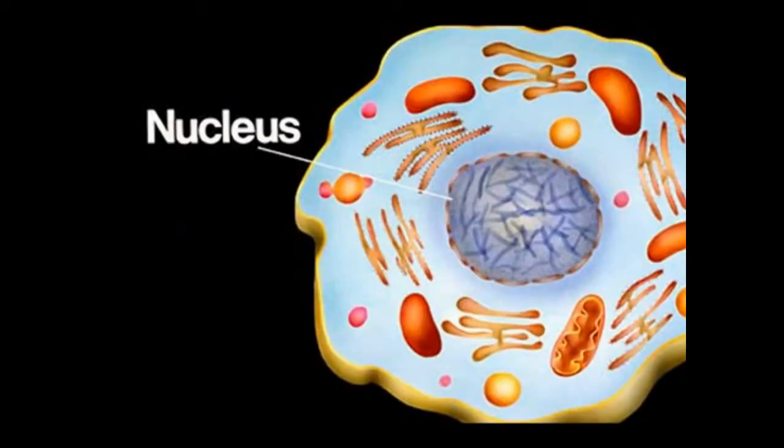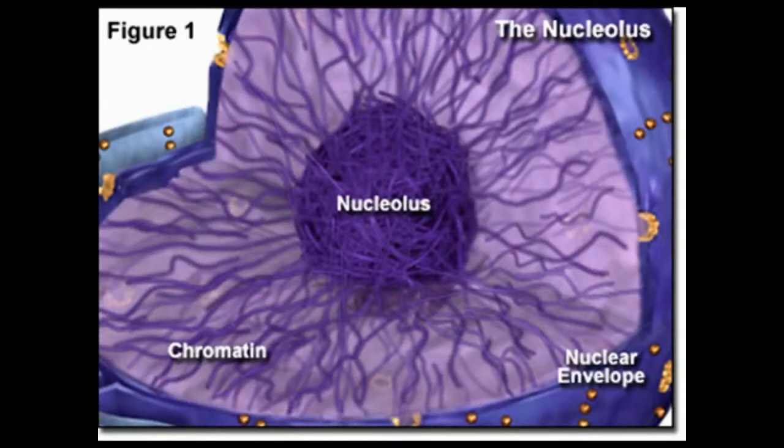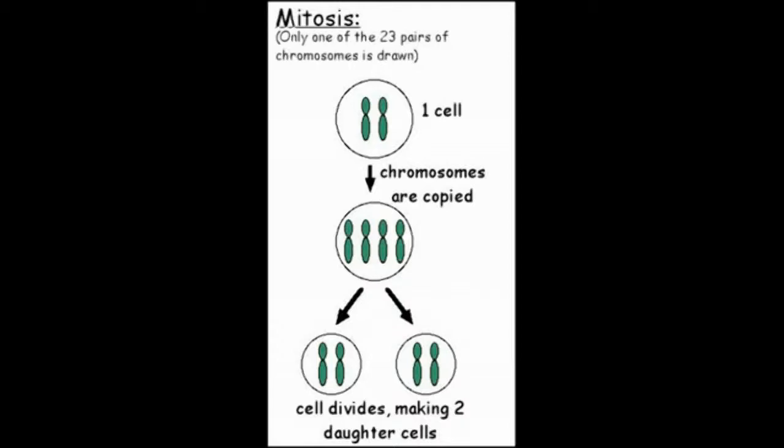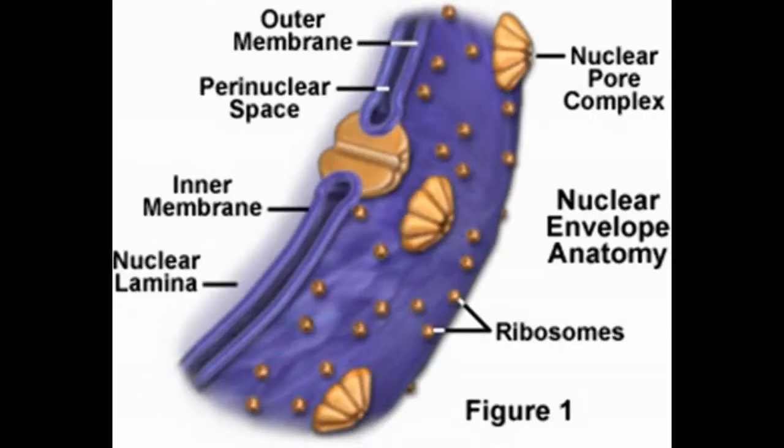Right now, it's probably out controlling the production of the proteins in the nucleolus. Right now, it's probably splitting chromatin to make chromosomes, a process called mitosis. Right now, the nuclear envelope with its double membrane holds the cell together.